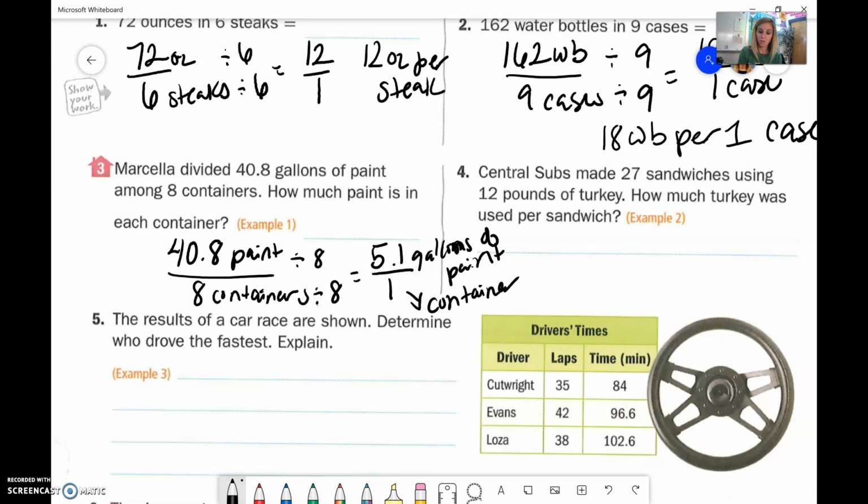Okay, and if you're not sure about the division on that, you can come over here, divide it by 8, put that decimal point up, 5, 0, drop down that 8. 8 goes into 8 once. See how that works? So 5.1. So there's some more examples for you so that you can see what a unit rate is.